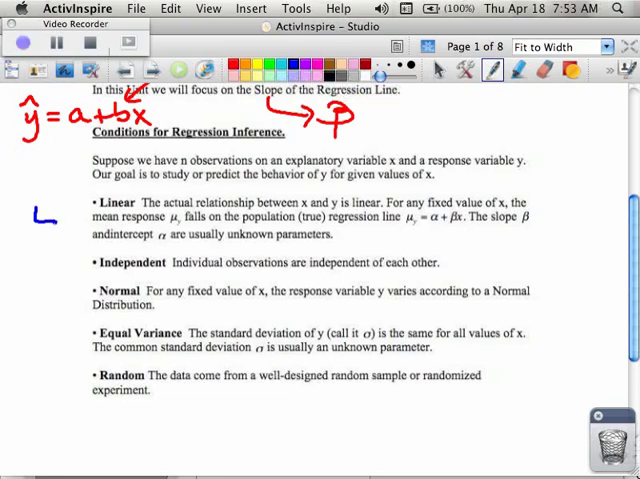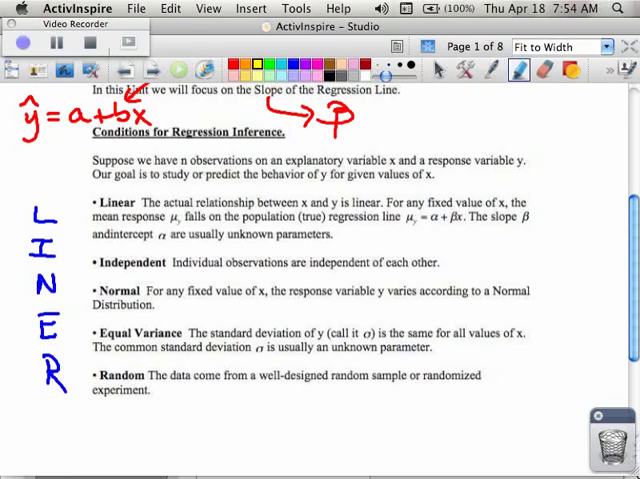They call it LINER. So if you want a way to remember how to talk about all of these things, you'll find out that each of these things starts with a letter: linear, independent, normal, equal variance, and random. And LINER is the acronym they use to help you remember that.